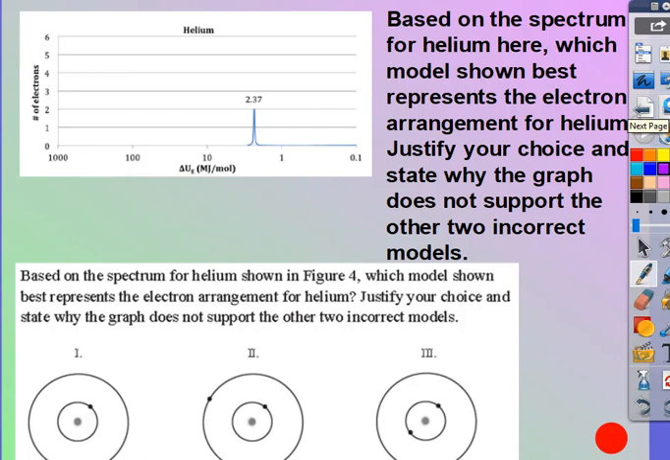All right, finally, based on the spectrum for helium here, which model, 1, 2, or 3, best represents the electron arrangement for helium? Justify your choice and state why the graph does not support the other two incorrect models. Go ahead and pause the video and figure out which model supports it.